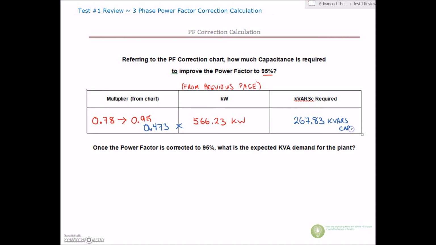And just by doing that, that's going to give us the size of our capacitors. Now these come in 10,000 vars units, so this would basically be 270 kVars of capacitance.